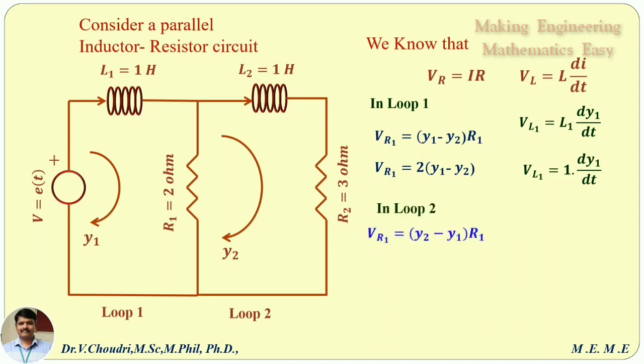Now we come to loop 2. The voltage across R1 is (Y2 minus Y1) into R1. In this loop, in R1, the current flows in Y2 and flows out Y1. Therefore VR1 equals 2 into (Y2 minus Y1). Now VR2, the voltage across resistance R2, is 3 into Y2. Now the voltage across inductor L2 is L2 into dy2 by dt, because the current in loop 2 is Y2. Therefore VL2 equals 1 into dy2 by dt.